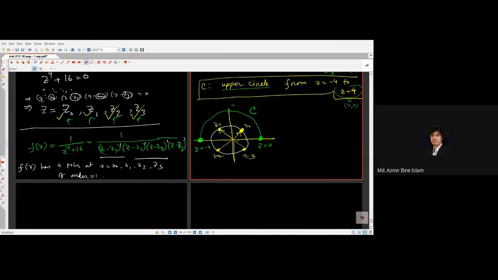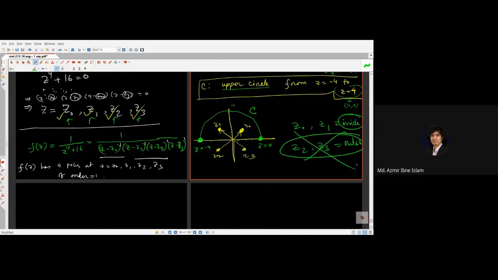Yes, sir. So just remove this white circle. So now think about, out of the 4 poles, which poles are inside the given contour? So z0 and z1. That is the idea. So only z0 and z1 are inside, and z2, z3 are outside. So these will be ignored. That means we don't need to find the residue for z2 and z3, but we have to find the residue for z0 and z1. Is that okay?